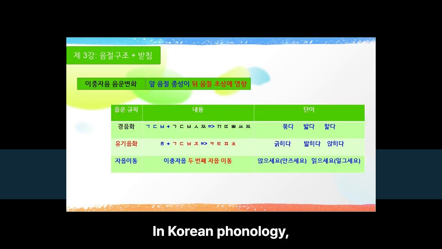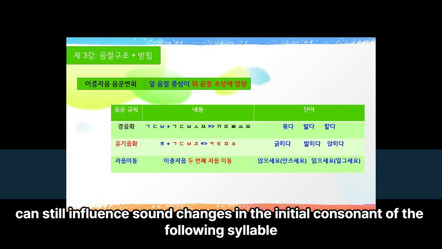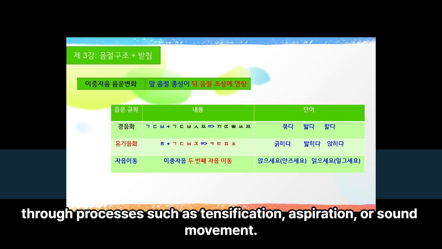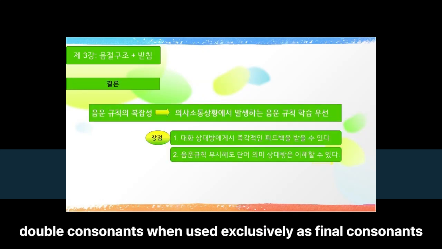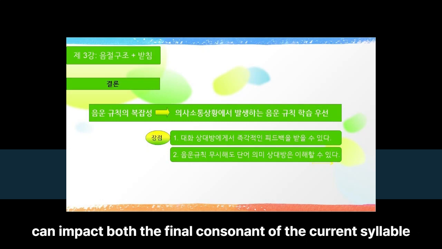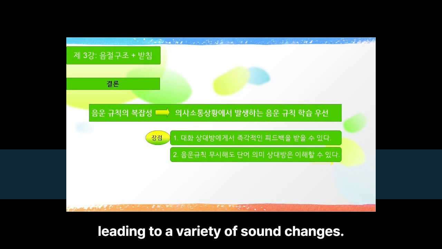In Korean phonology, certain double consonants, while not serving as representative sounds, can still influence sound changes in the initial consonant of the following syllable through processes such as tensification, aspiration, or sound movement. Specifically, in certain phonological environments, double consonants, when used exclusively as final consonants, can impact both the final consonant of the current syllable and the initial consonant of the subsequent syllable, leading to a variety of sound changes.